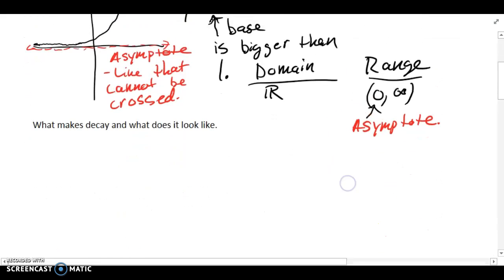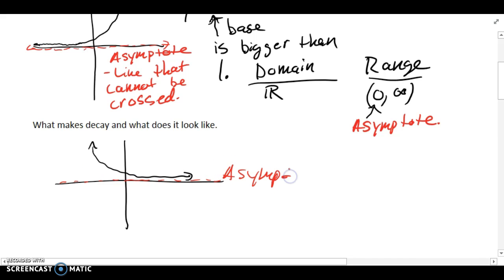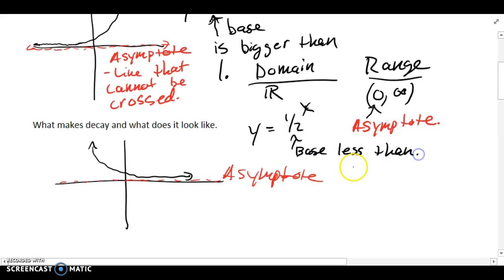What does decay look like? Decay looks like the same thing. Okay, so here's decay, and it has an asymptote too, right there. It's our asymptote. Okay, and the reason why this is happening is because this base is less than 1. Okay, and then the domain and range is the same thing. You got your left forever, you got your right forever, and your asymptote. So domain and range is the same thing.